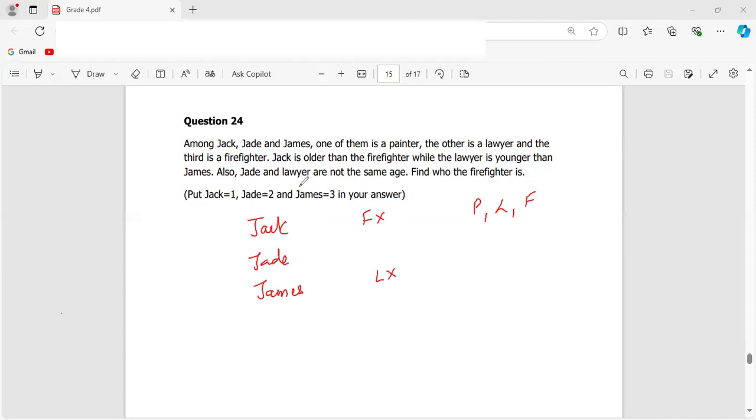Okay, and Jade and lawyer are not of the same age. So basically, Jade is also not a lawyer. So who is a lawyer? He is a lawyer. And let's read it again. Jack is older than the firefighter, while the lawyer is younger than James. So basically, Jade is a firefighter. So the answer is 2 because Jade is the firefighter.